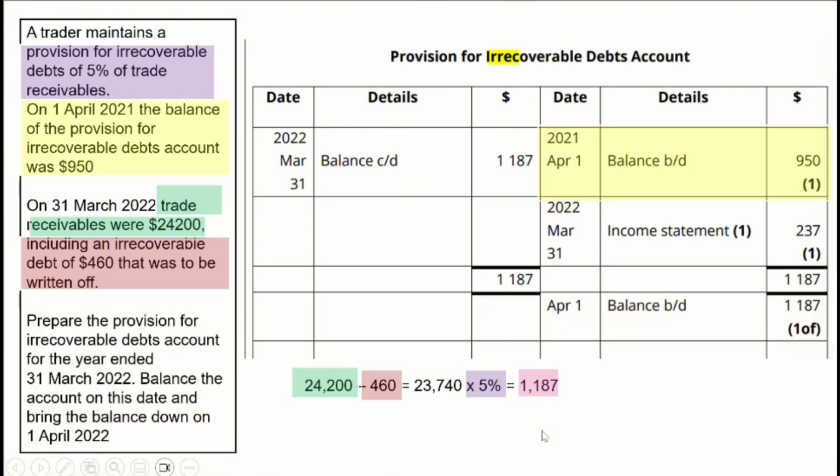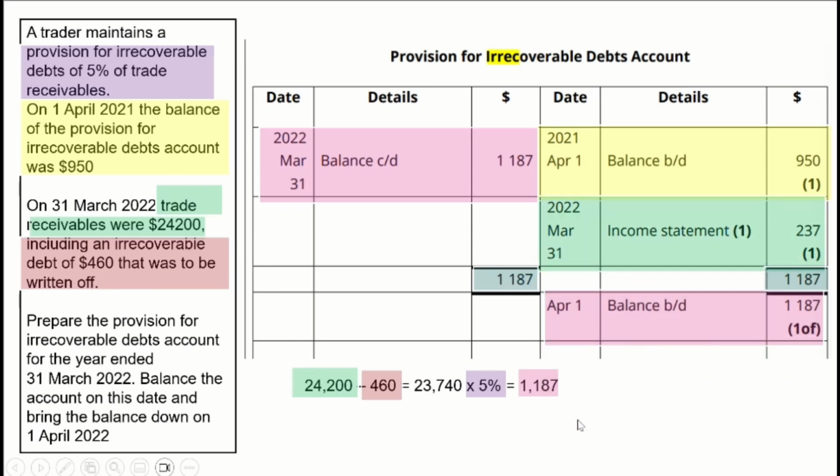Enter the opening balance of the provision for irrecoverable debt, $950, on the credit side as at 2021 April 1st. Carried down and brought down at the closing of the year, $1,187, debited and credited. Bring the totals, and the difference is on the credit side, 2022 March 31st income statement. Again, be mindful with choosing the beginning and the ending of the financial year.